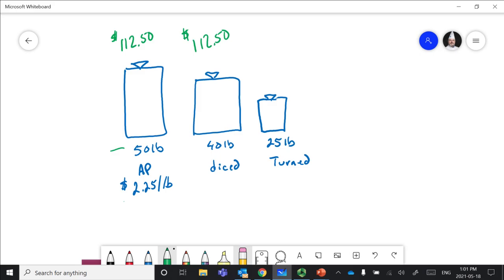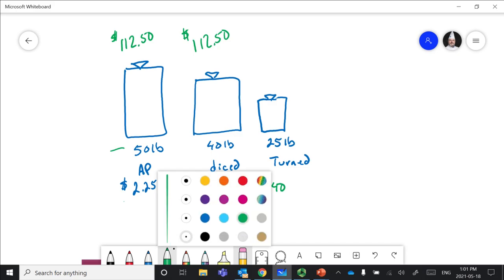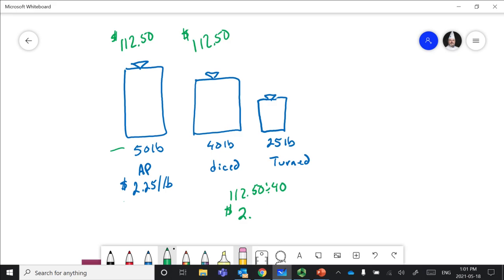So our price per pound is actually $112.50 divided by 40, which gives us a price per pound of $2.81, if my pen works. Oops, $2.81 per pound. More than our AP, right? Because this is now an EP price. So this is the price that we would use if our recipe called for diced carrots.